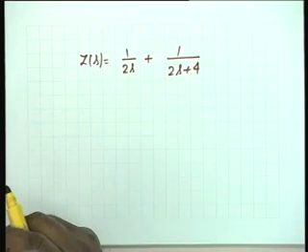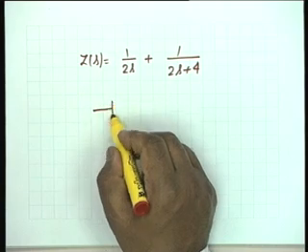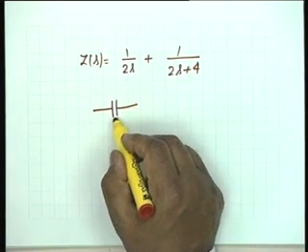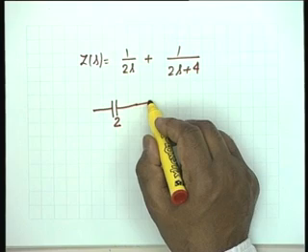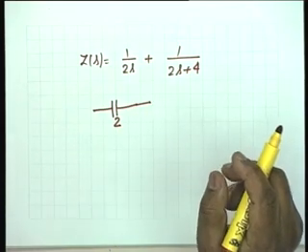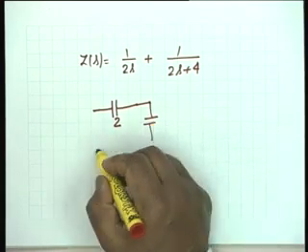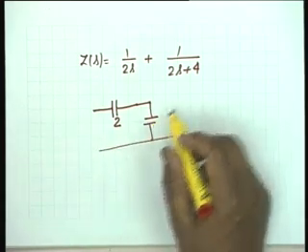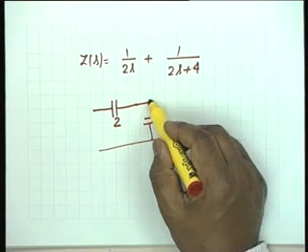Do I have to do anything else? No. So my Z of s becomes first a 2 farad capacitor, and then a parallel combination of a 2 farad capacitor and, no, not Henry, this is impedance, so the denominator is in admittance, a 1 by 4 ohm resistor.